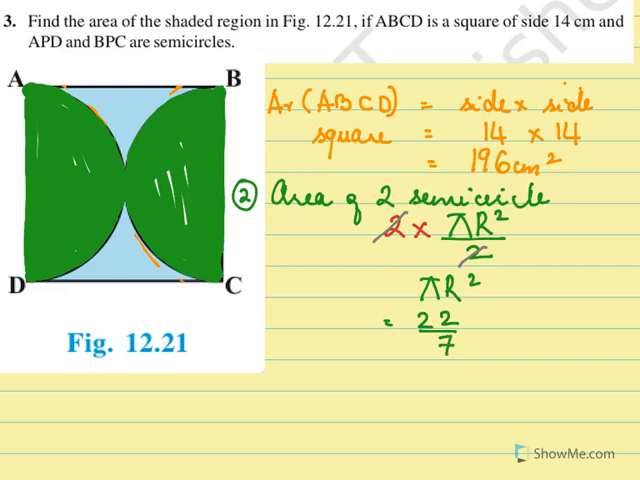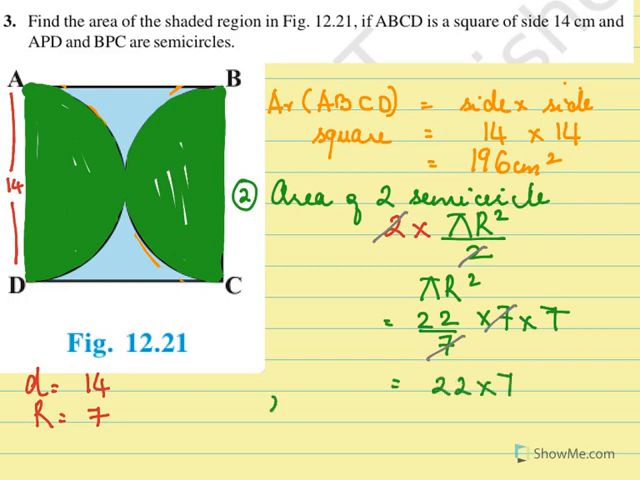Pi is 22 by 7. Now what is the radius of the semicircle? We know this entire side is 14. The diameter is 14. Therefore radius is equal to 7. So here we are going to put 7 square. 7 into 7, so I'll cancel this. And we have 22 into 7, which is the area of 2 semicircles, which is 154 centimeter square.